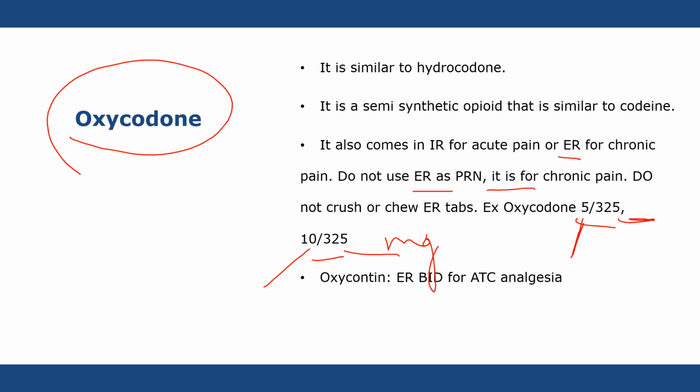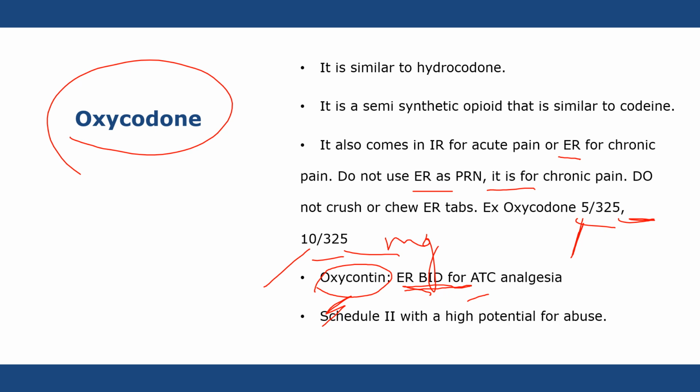And OxyContin is the extended release. So that's 2 times a day for around the clock. And that's what ATC is, around the clock analgesia. So remember, OxyContin is the extended release, not IR. And it's 2 times a day, so Q12 hours, you can say. It's a Schedule 2 drug, just like morphine was.